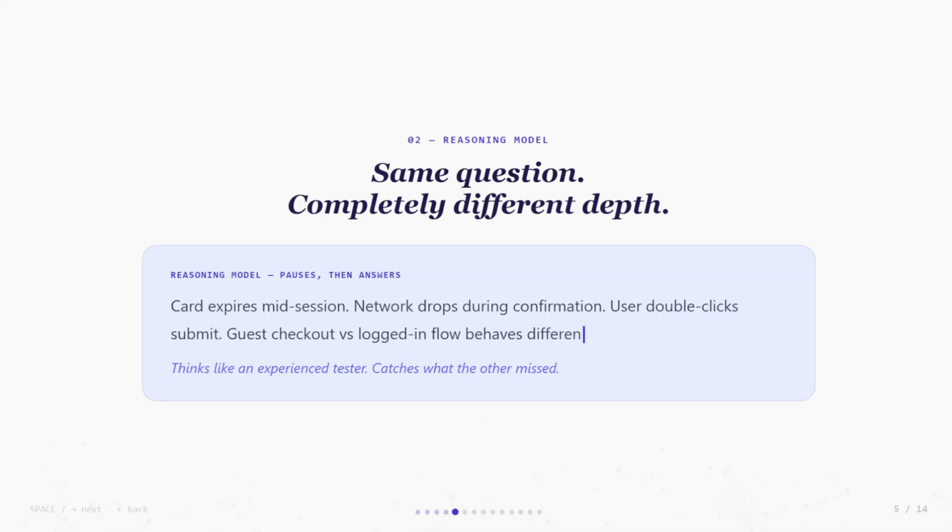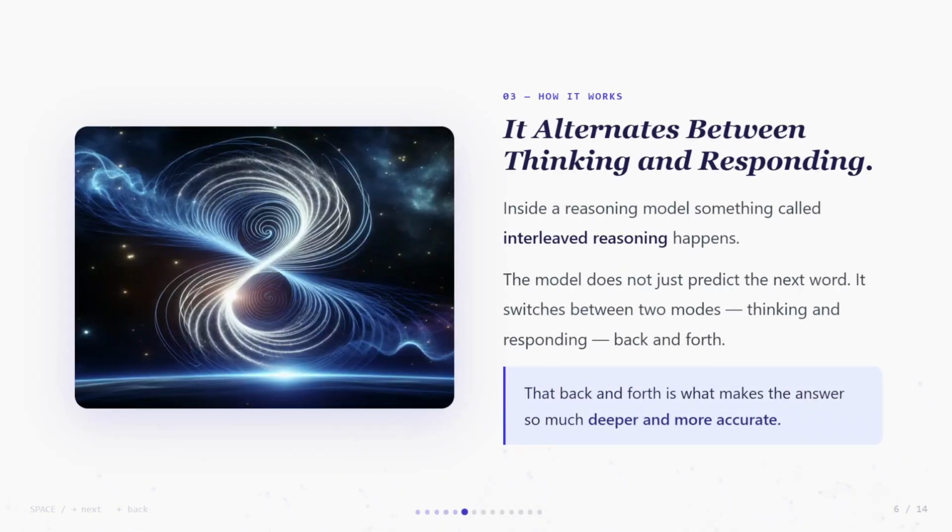What happens if the card expires mid-session? What if the network drops during confirmation? What if the user double-clicks submit? It thinks the way an experienced tester would. Same question, same AI. Completely different depth of answer.